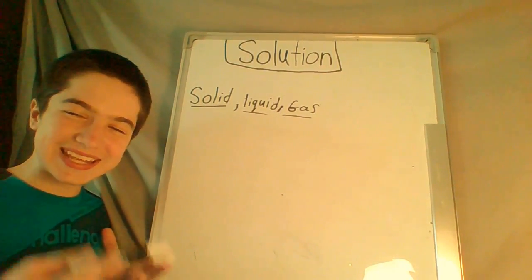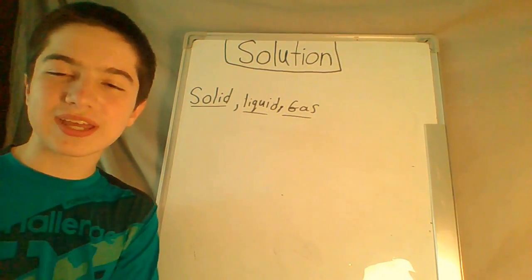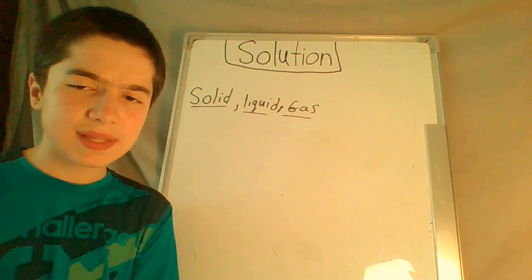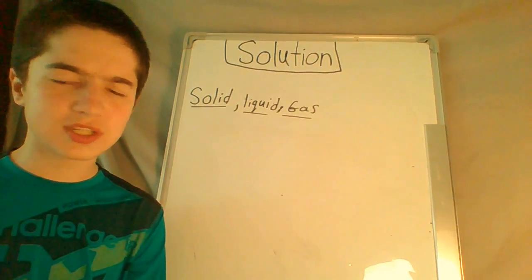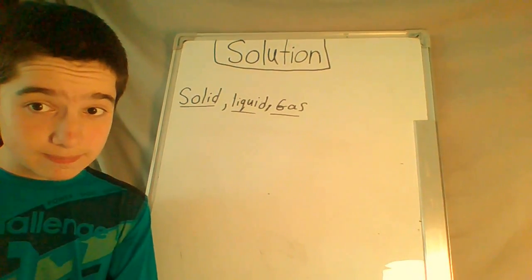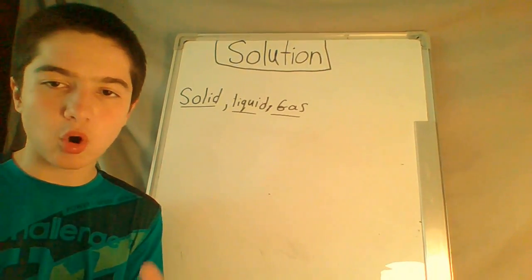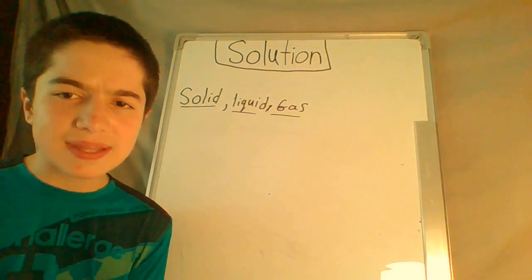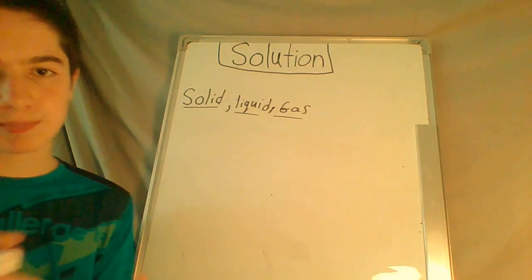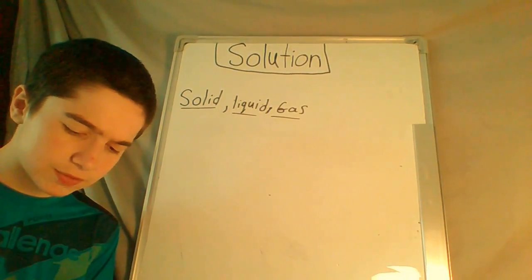Now a solution in chemistry is a special homogeneous mixture that's composed of two or more substances. Again, a solution is a special type of homogeneous mixture that's composed of two or more substances. So that's a solution. Now that's really interesting. Of course, we have different types of solution.